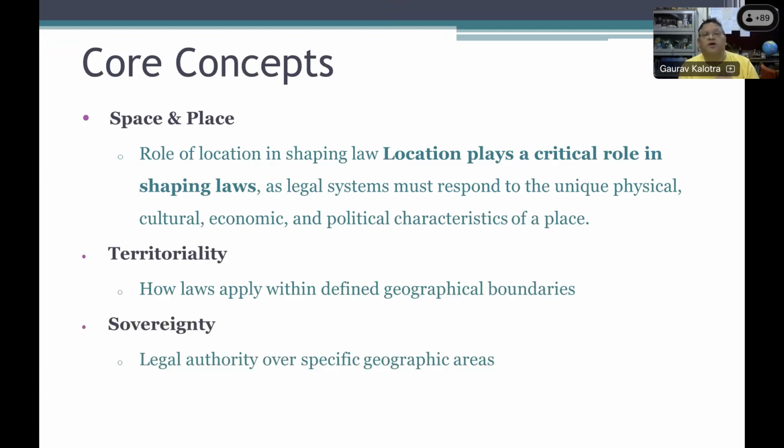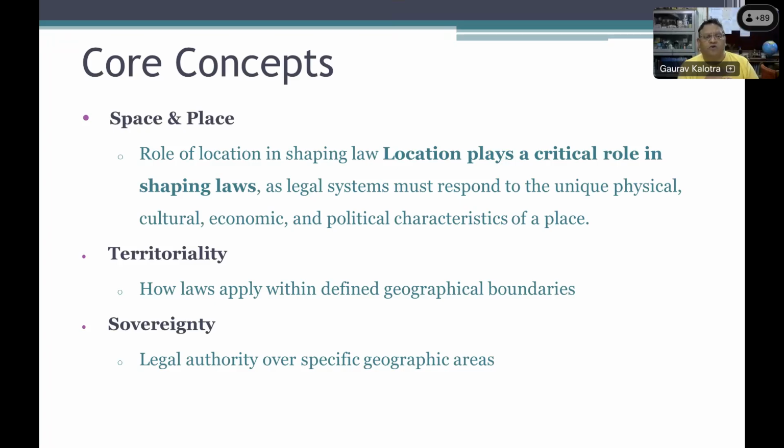Place is a specific location, and space, you can just say that the distance between two places is known as space. Okay, so this is a simple definition. If you go into more detail, that is something else. Now, role of location in shaping law.